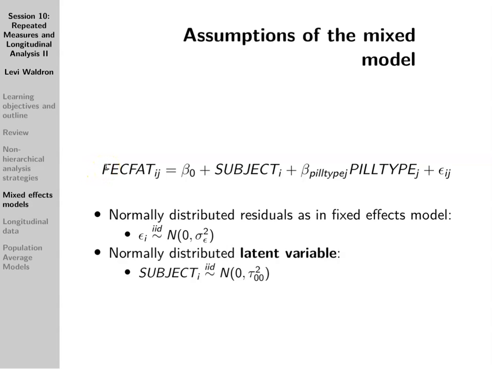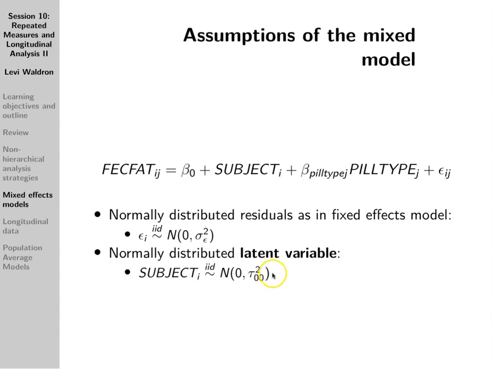There are some pretty big assumptions made in this mixed model. So the first one is something that we made before under the fixed effects models, that we have normally distributed residuals with mean 0 and homoscedastic variance. But we have an additional assumption now that we have a normally distributed latent variable. That is that this random variable of subject means is also normally distributed with mean 0 and a different variance. So this is an additional assumption that we have compared to before.